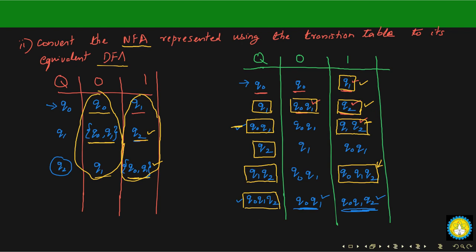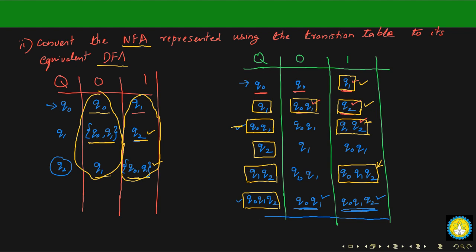So when you are getting such an entry where there is nothing new, then you can actually stop this process and draw its equivalent DFA. Drawing a DFA diagram from this table is going to be very easy. You just have to draw the states and then connect the 0 transition and 1 transition from every state.